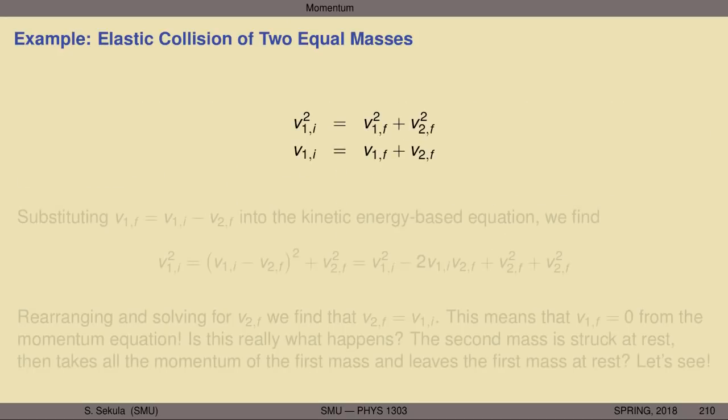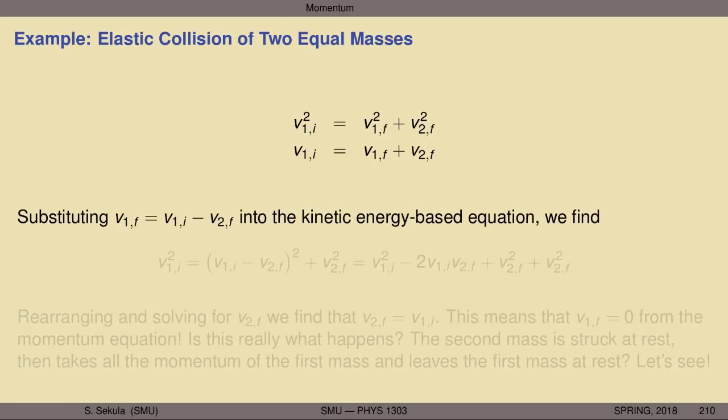So let me remind you of the velocity relationships that we've gotten from kinetic energy conservation and from momentum conservation. We can do a substitution where we take the fact that v1 final is equal to v1 initial minus v2 final. I get that from the conservation of momentum equation. I can then plug that substitution into the kinetic energy based equation. And I will find the following, that v1 initial squared is equal to this substitution squared plus v2 final squared.